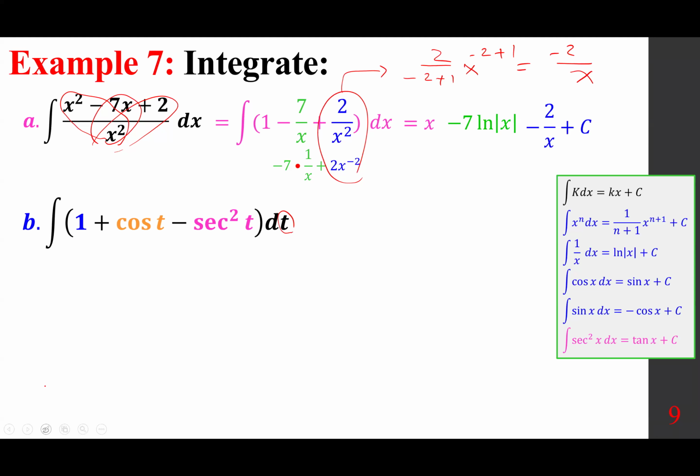The independent variable is t. So 1 gives you t. Cosine: the derivative is negative, but the integral is positive sine t. Minus secant squared: tangent's derivative is secant squared, so the integral of secant squared is tan t. So minus tan t and a constant.